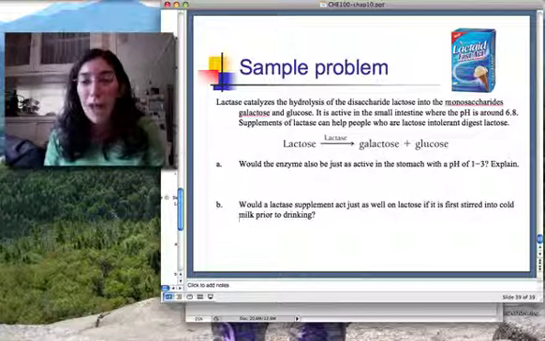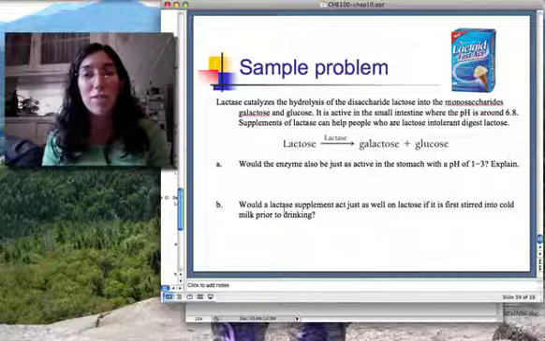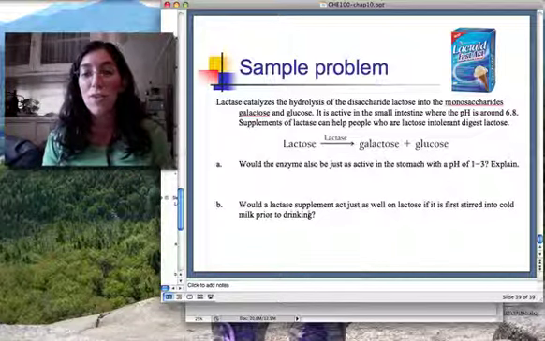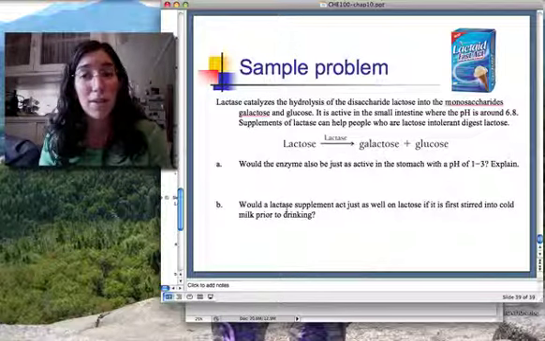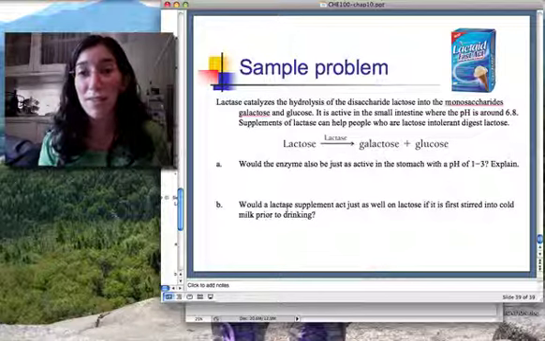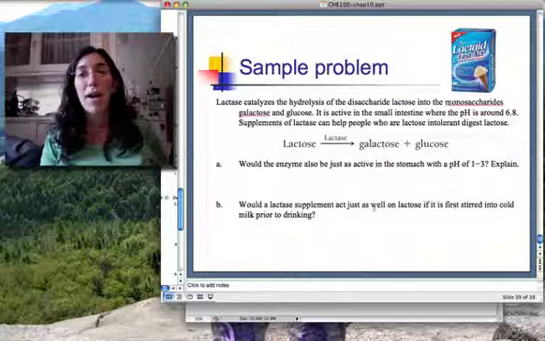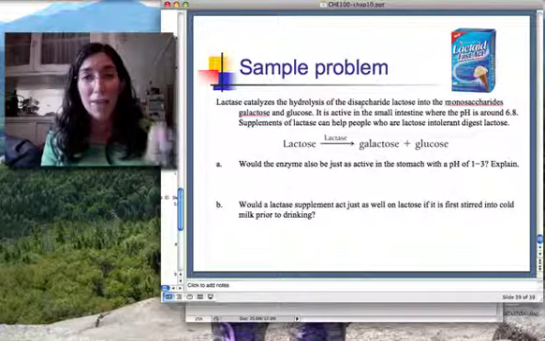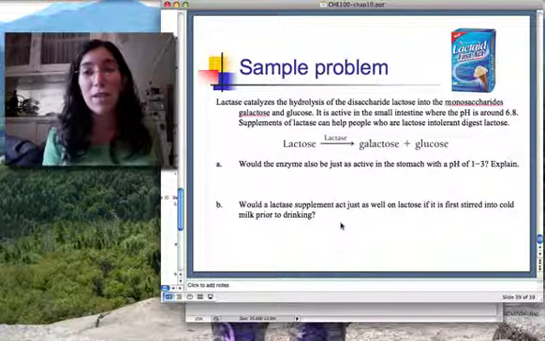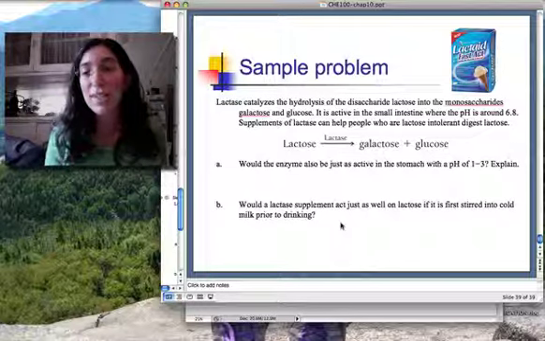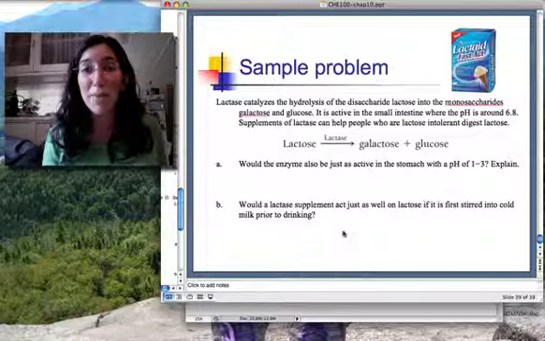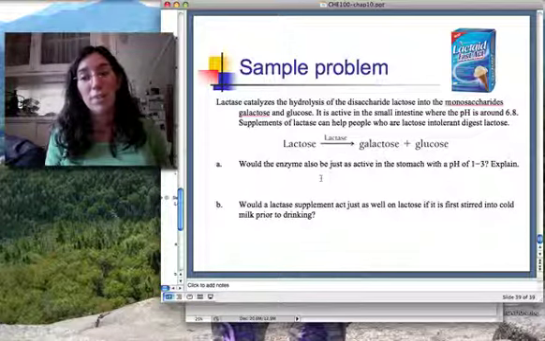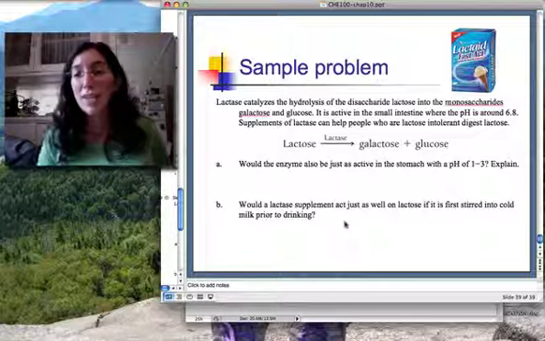Part B. Would a lactase supplement act just as well on lactose if it's first stirred into cold milk prior to drinking? Do you think that this lactase enzyme would work as well in cold milk as it would in a body that's 37 degrees C? No, because the body temperature is when it's most active, which is 37 degrees Celsius. Cold milk is going to be much colder than 37 degrees Celsius, and the enzyme is not going to work as well. So the answer for both of these is no, because it's not the optimum pH or the optimal temperature.